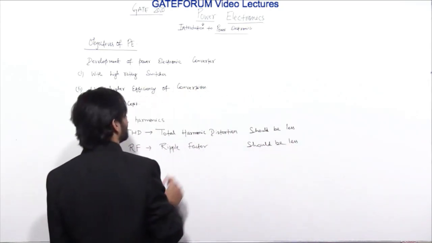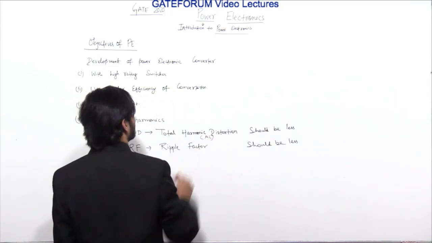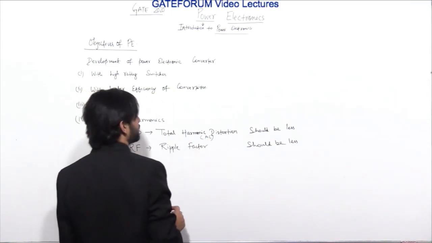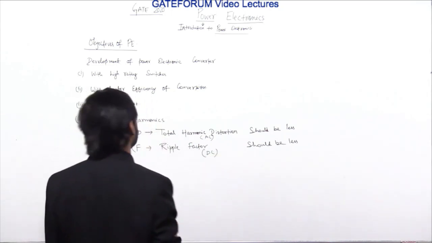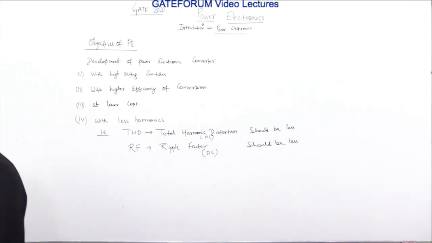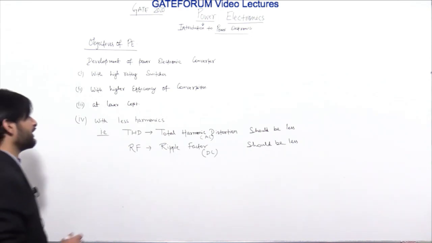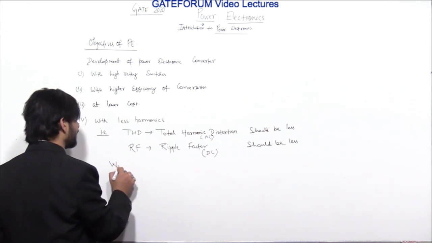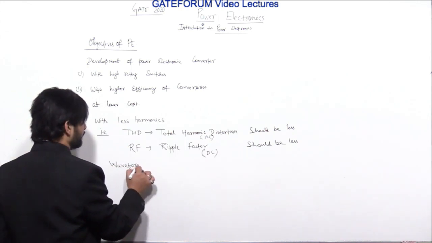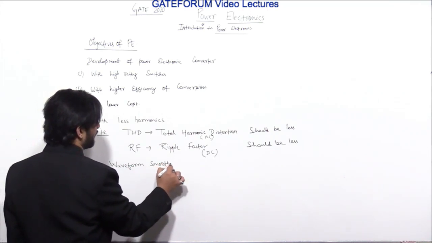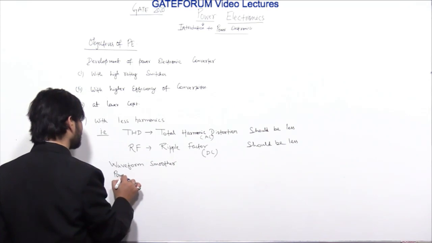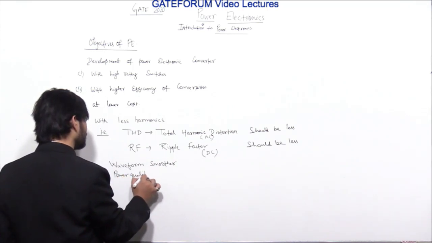Total harmonic distortion deals with AC. Total harmonic distortion in AC should be less, and the ripple factor deals with DC, so ripple factor in DC should be less. Because if they have lesser THD and ripple factor, that means the waveform will be smoother and power quality best.